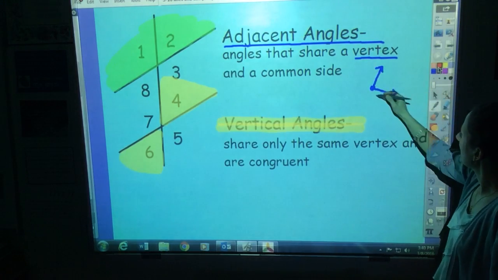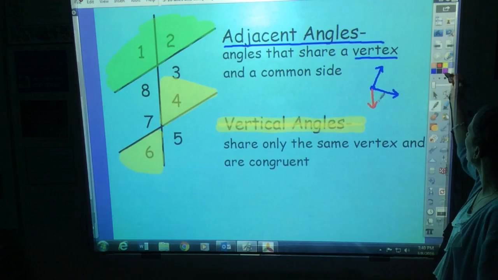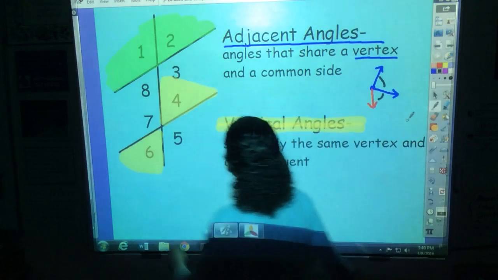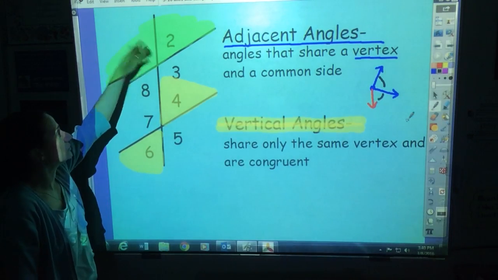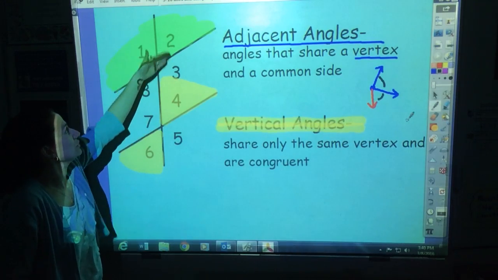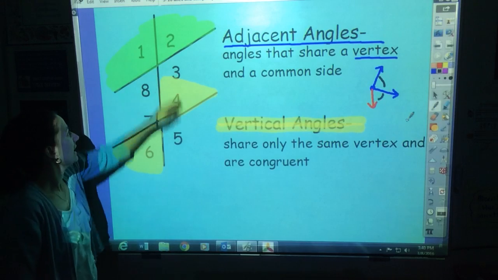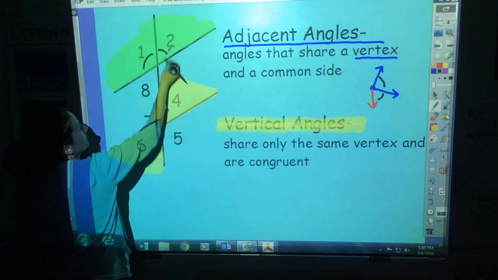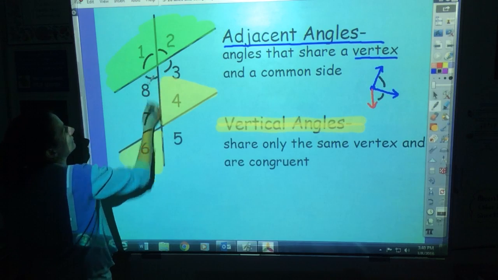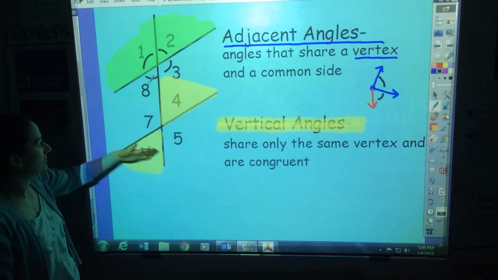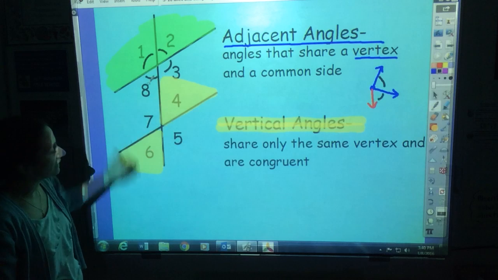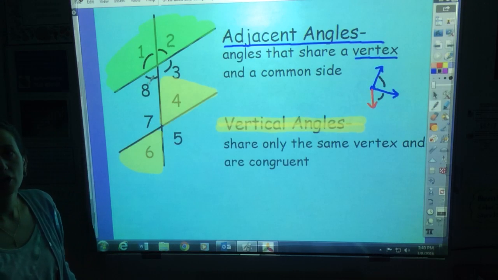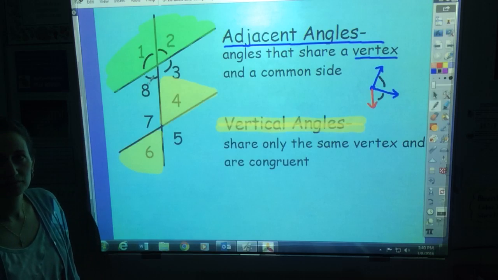So this angle and this angle are adjacent. They're next to each other. In this diagram over here, angles 1 and 2 are adjacent. Angle 2 and angle 3 are adjacent. Angle 3 and angle 8 are adjacent. You can see they're next to each other. Down here are some adjacent angles. Angle 4 and angle 5 are adjacent. Pause the video and see if you can name a few more sets of adjacent angles.